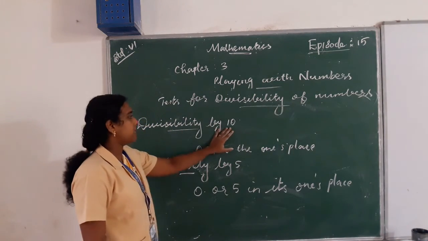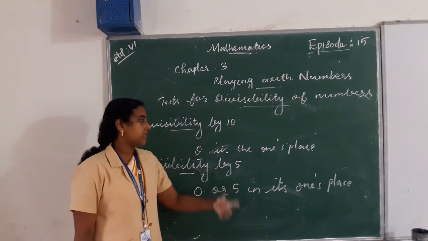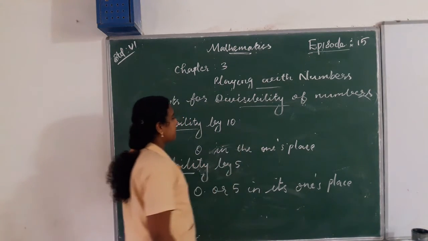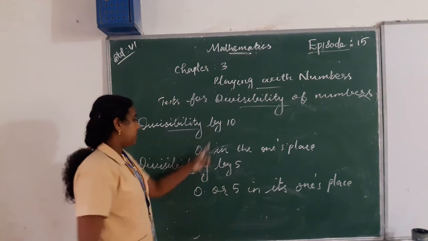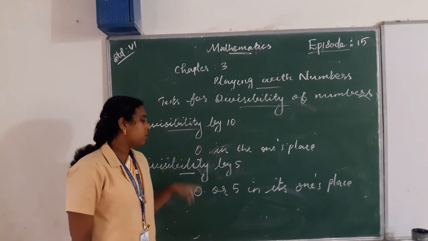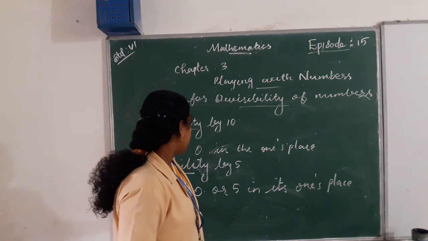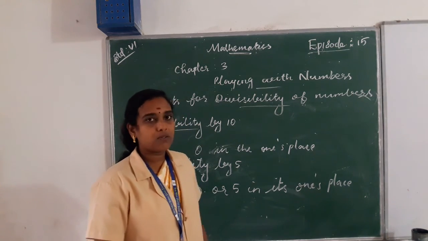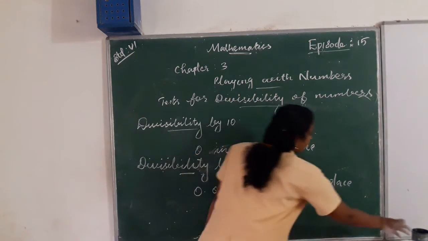First one is divisibility by 10. A number having 0 in its ones place is divisible by 10. Then divisibility by 5. A number which has either 0 or 5 in its ones place, or units place, is divisible by 5.